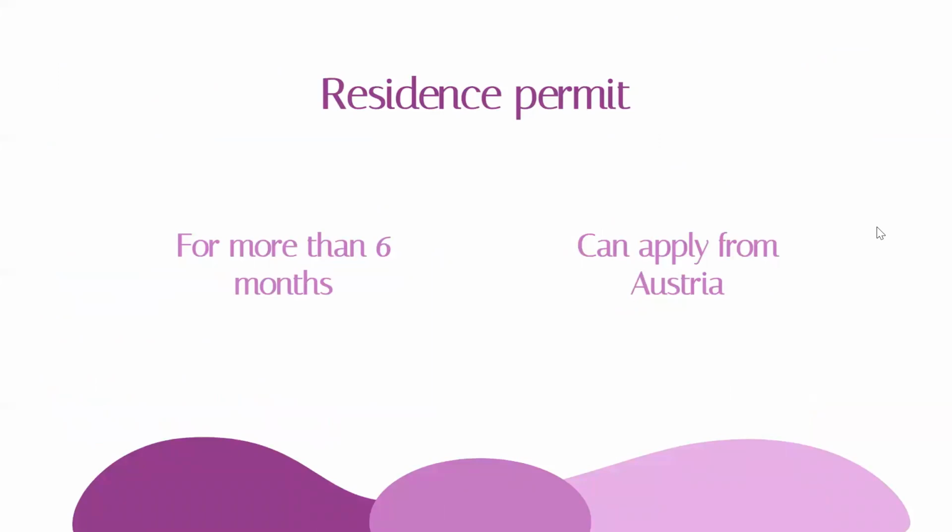Now, as mentioned before, if we have a project which is shorter than 90 days, they apply for visa C. If they have a project which is between 90 days and 180 days, they apply for visa D. But if they have a project which is longer than 180 days, then they first need to apply for visa C in their home country, come here, and then here apply for a residence permit. This is for all projects that are longer than 6 months, and they can only apply from Austria.